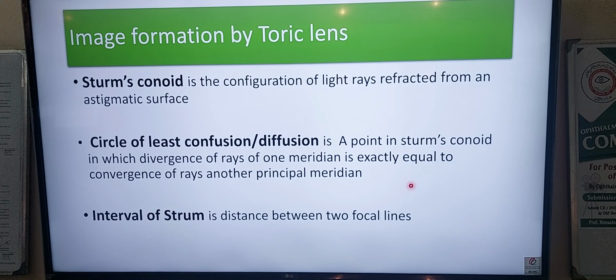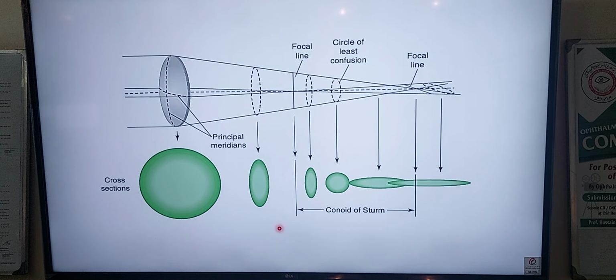Now let's discuss the image formation by toric lens, but we have to understand a few terms. Sturm's conoid is the configuration of light rays which are refracted from an astigmatic surface. Circle of least confusion or diffusion is a point in Sturm's conoid in which the divergence of rays of one meridian is exactly equal to the convergence of rays of the other principal meridian. Interval of Sturm is the distance between two focal lines. Here is this straight vertical focal line which is actually formed by the horizontal meridian, and the horizontal focal line is formed by the vertical meridian. Between them is the conoid of Sturm, and this is the circle of least confusion which is at the center of it.